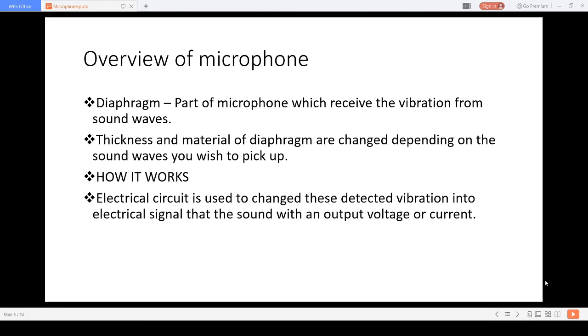Overview of the microphone. The diaphragm is the part of the microphone which receives the vibration from the sound wave. The thickness and material of the diaphragm are changed depending on the sound wave you wish to pick up. How it works: an electrical circuit is used to change this detected vibration into an electrical signal with an output voltage or current.